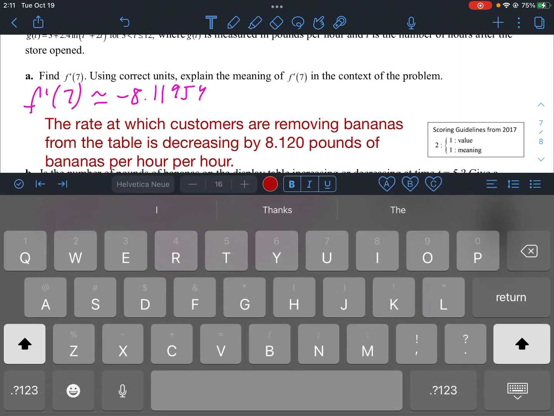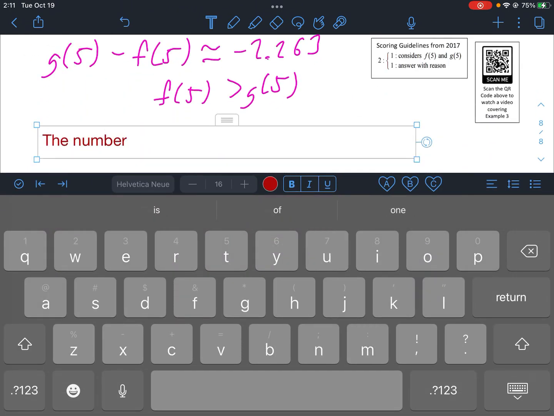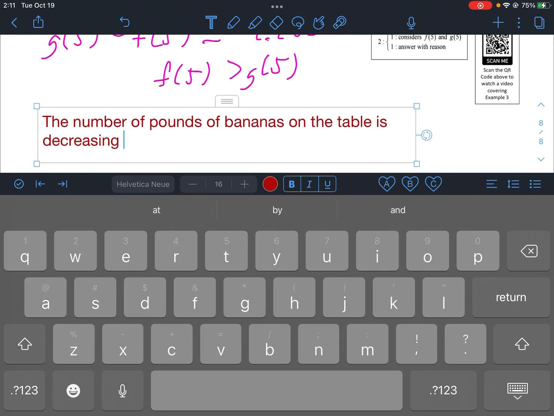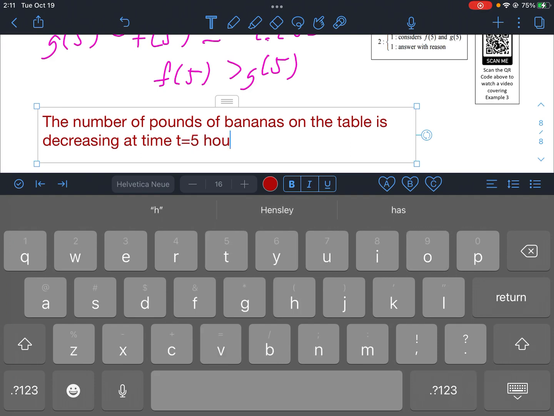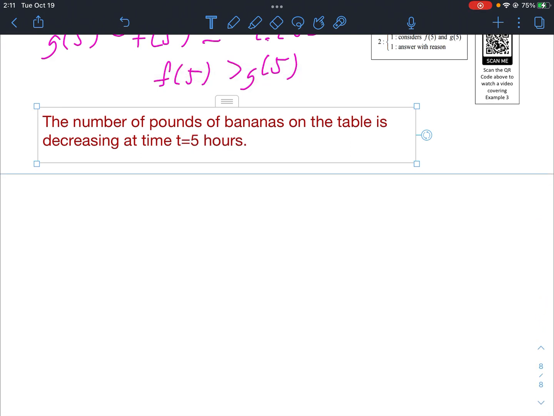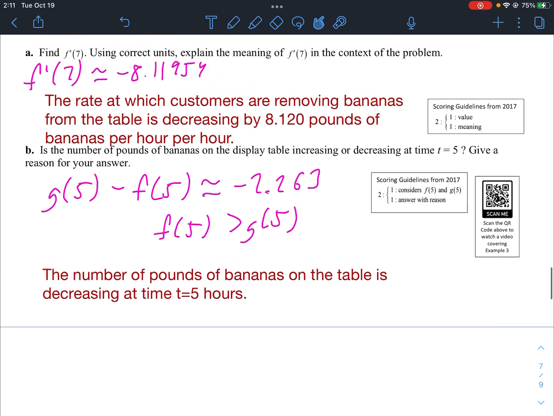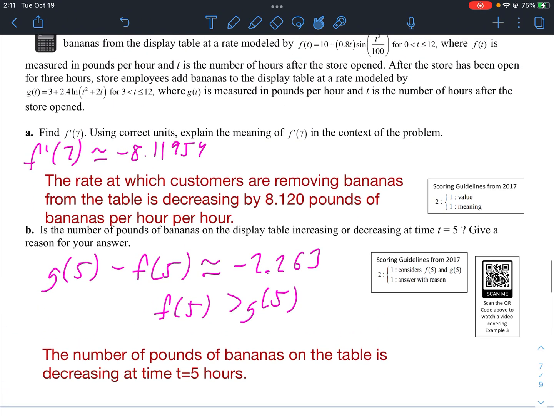All right, so let's write that out one last time here. The number of pounds of bananas on the table is decreasing. Now, the question doesn't ask you how quickly or what the rate is. All it says is is it increasing or decreasing? So all we got to say is that it's decreasing at time t equals 5 hours. All right, give a reason for your answer. Our reason is right here, that f of 5 is bigger than g of 5.